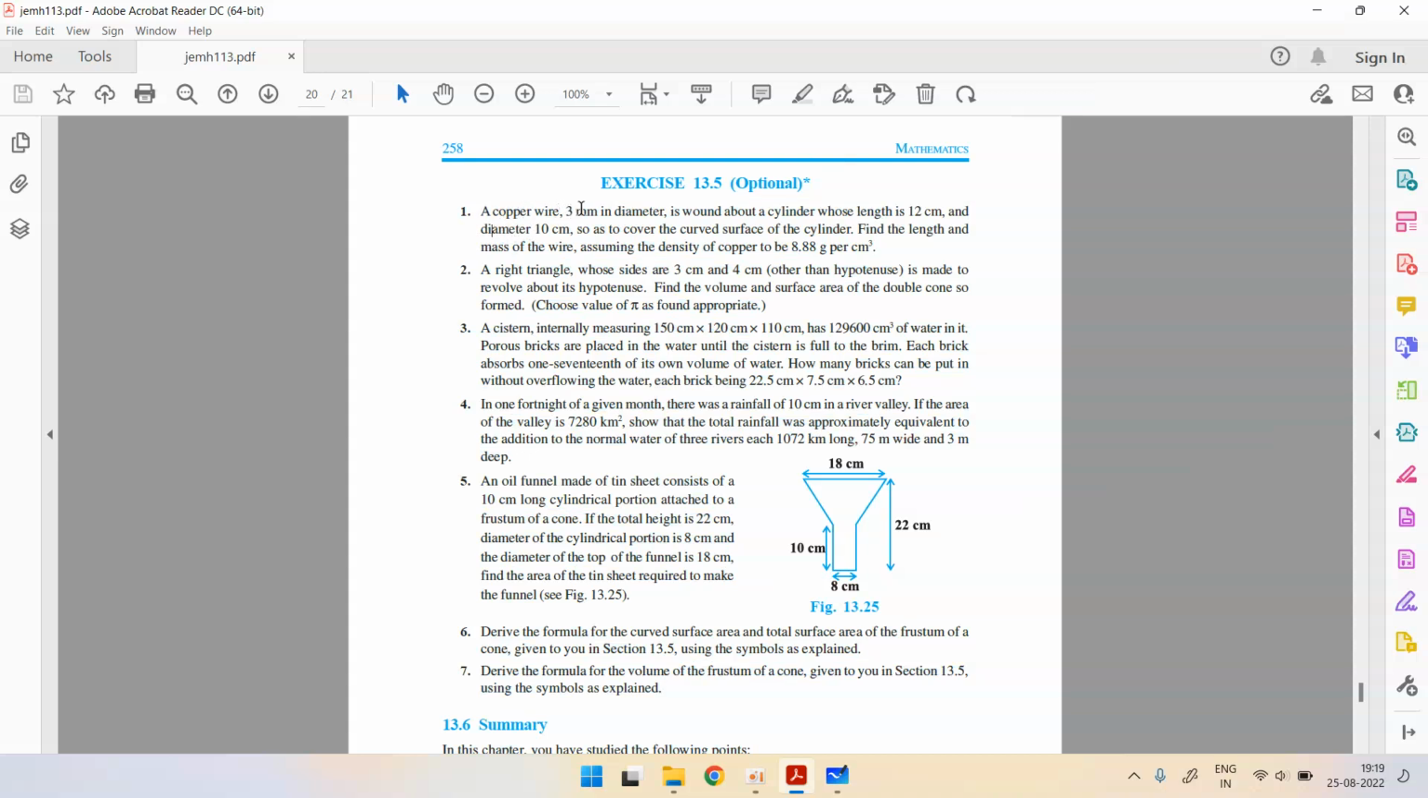A copper wire 3 mm in diameter is wound about a cylinder whose length is 12 centimeter and diameter is 10 centimeter, which means the radius will be 5 centimeter, so as to cover the curved surface of the cylinder. Find the length and mass of the wire, assuming the density of copper to be 8.88 gram per centimeter cube. Good question.